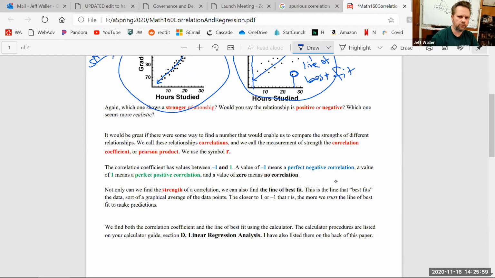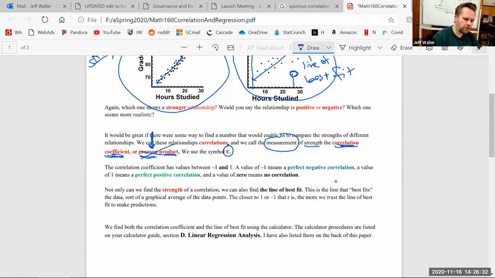There's a way to measure the strength, and it's called the correlation coefficient or the Pearson product moment. I don't use that name as much, partly because my elementary stats teacher was Mr. Pearson, an interesting fellow. I normally say correlation coefficient, and it gets the symbol R.